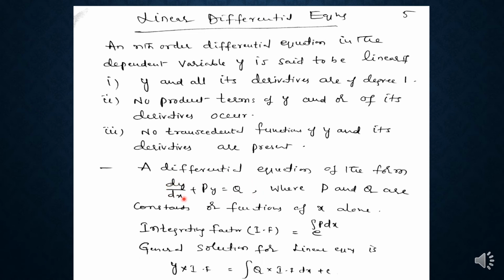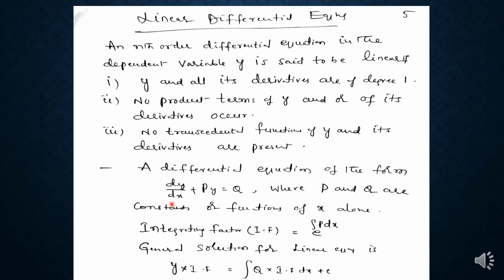So the degree of the derivative is 1, the degree of y is also 1, no product terms of y and its derivatives occur, and no transcendental functions of y and its derivatives are present. So the general form of the linear differential equation is dy/dx + Py = Q, where P and Q are constants or functions of x alone.